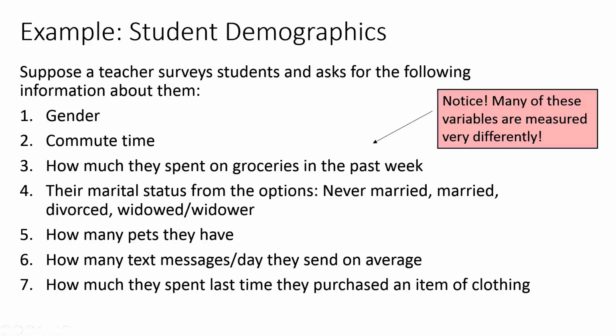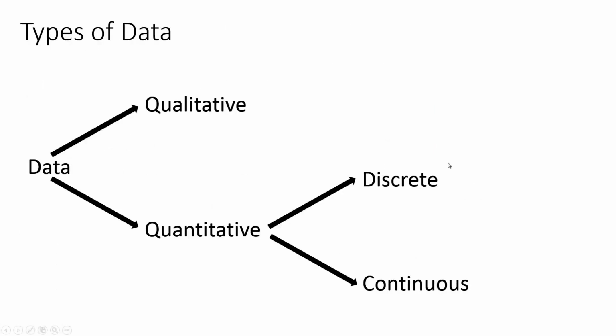And even within the numerical ones, right? How many pets do you have? Most people are only going to claim 0, 1, 2, or 3 pets. But if you ask how much you spend on groceries, you could say $112 or $112.05 or $112.07. So each of these variables is a different type of variable, and we classify them. It's important to classify what types of data you're working with, and they typically break down like this.